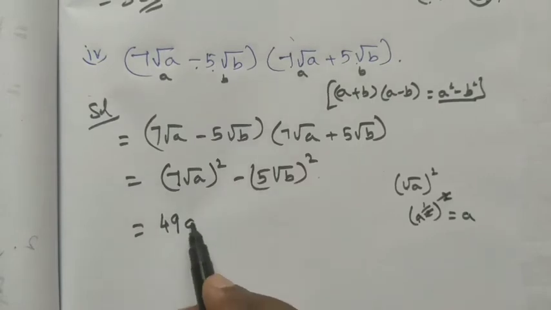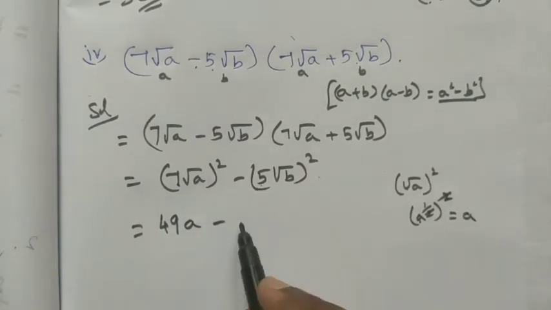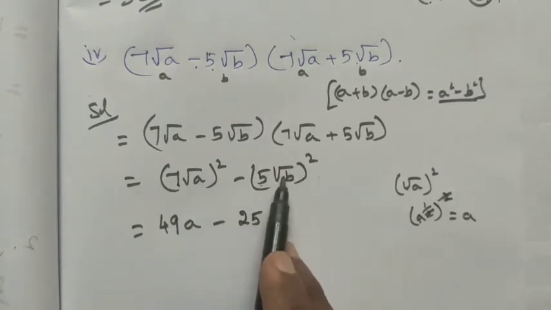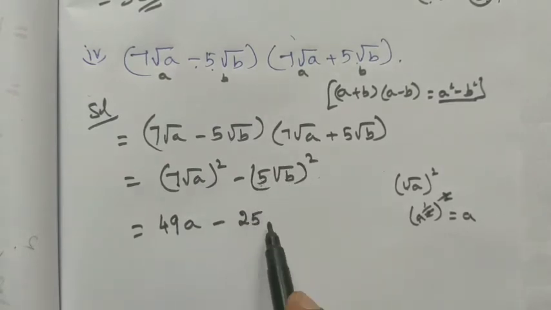So a minus 5 square: 5 5s are 25, right? Each and every number you have to square, the term 5 square, and then b. So this is the answer.